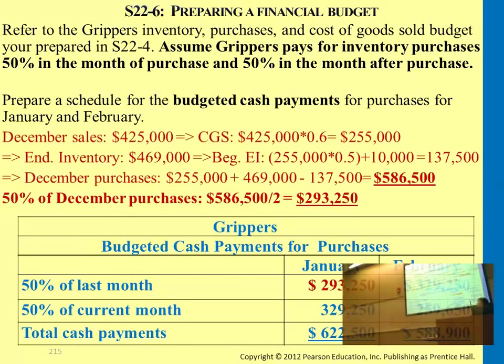Well, that comes from this. So if you divide, this is 259,650, and this is 329,250. Remember that in February we're paying 50% of January's purchases. So this is January's purchases times 50%, which gives you these two. And then in February we're also paying 50% of our purchases in this month. Right? So this is February sales, purchases, I'm sorry.